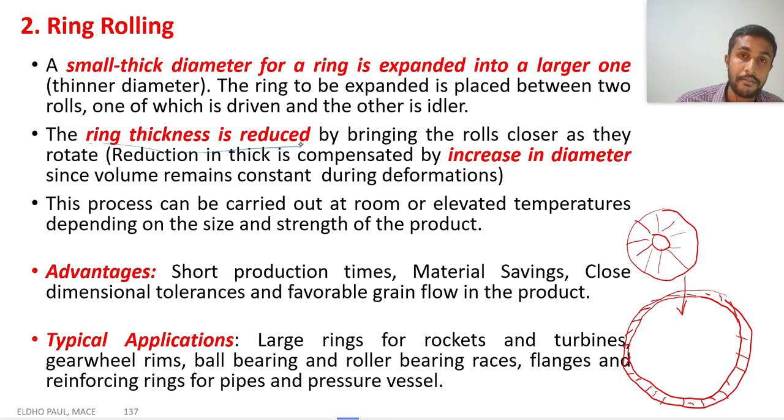So the material is saved. In case of machining operation, we have to remove the material from the workpiece to convert it into a ring. But in case of ring rolling, we just displace the material from the thickness area to increase the diameter. So here the material is saved. Close dimensional tolerance and favorable grain flow in the product can be attained using this ring rolling process. Typical applications are large rings for rockets and turbines, gears, wheel rims, and ball bearing and roller bearing races. Flanges and reinforced rings for pipes and pressure vessels also can be made using this ring rolling operation.